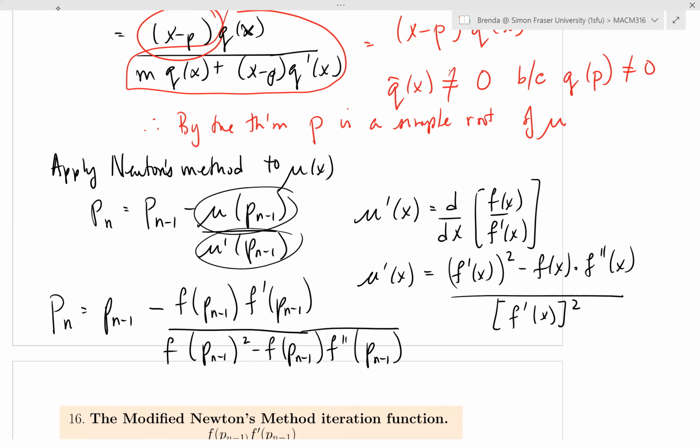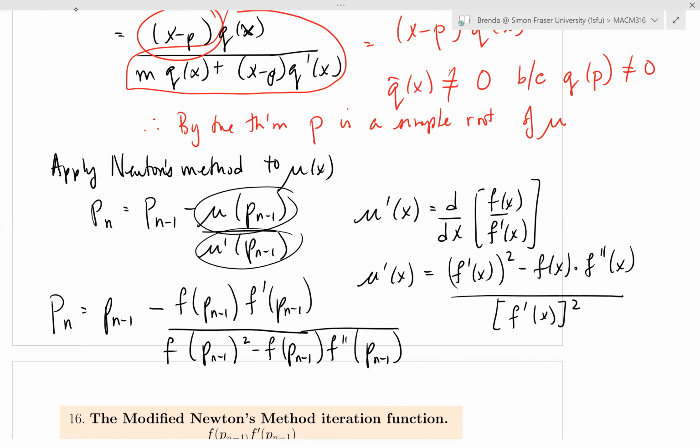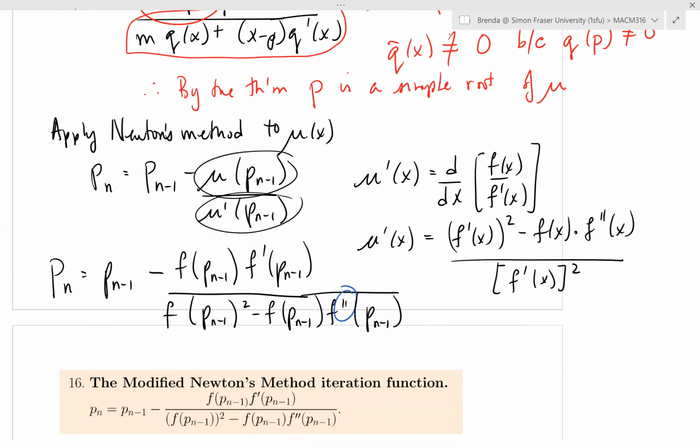The thing to notice here is it was a little bit more complicated. So it restores the quadratic convergence, but of course in each iteration you do have to do a few more calculations. You also now need to compute the second derivative of your function, which you didn't need before. So there are some pluses to this, but there are some negatives as well.